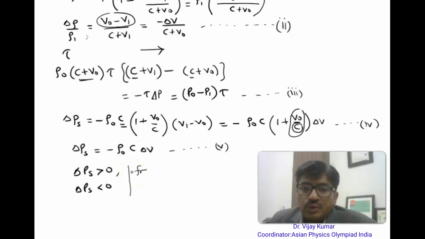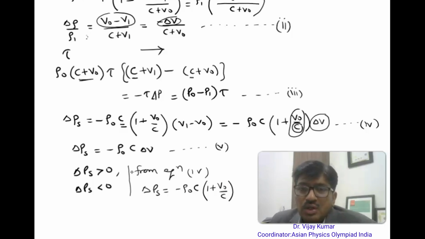From equation 4, it is given that delta P is equal to minus rho naught C (1 plus V naught upon C) delta V. We can put the value of delta V from this equation. So it becomes delta PS equal to minus rho naught C (1 plus V naught upon C), and delta V becomes delta rho upon rho 1 into (C plus V naught).